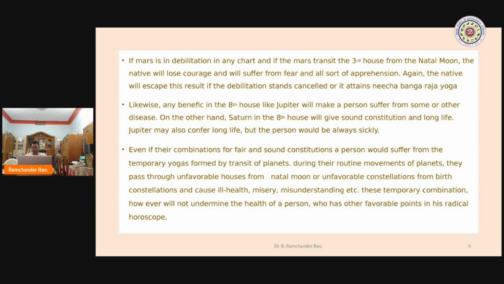Now, even if there is a combination for good health and sound constitution, a person would suffer from the temporary yogas formed by the transit of planets. Apan ka chart mein pura acha hai, magar gochar acha nahi hai. Then the person has to suffer on account of that. That disease will be compulsory to come. Whether our mind is getting disturbed or our body is getting disturbed, that all can be seen from the gochar. Gochar mein kya aa raha, wo dikhata apan.